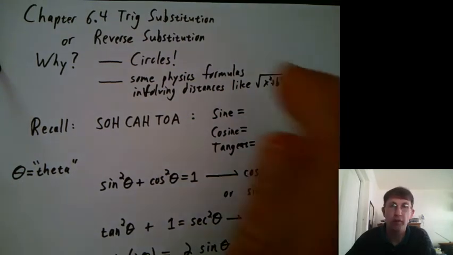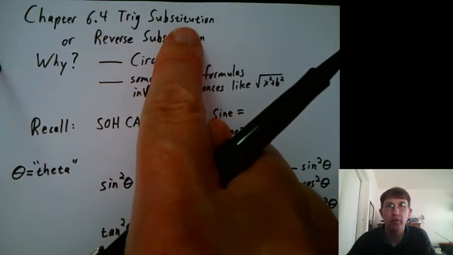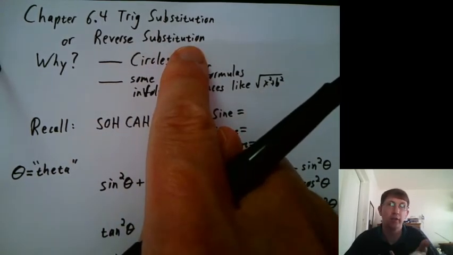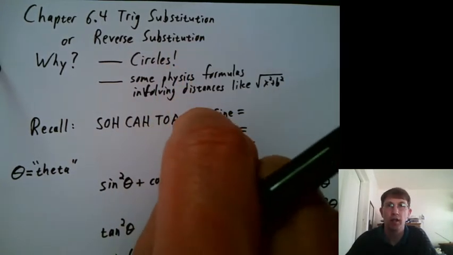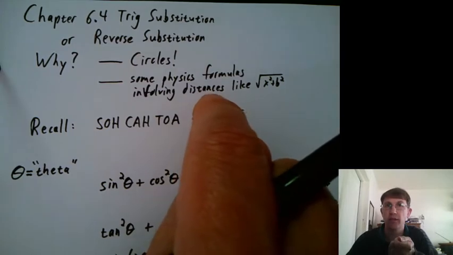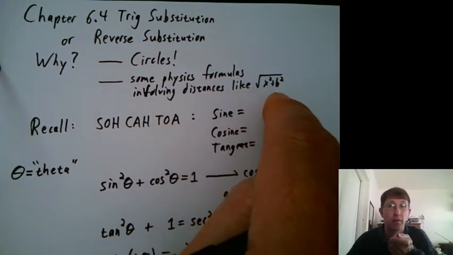Let's start chapter 6.4, which is about trigonometric substitution. I think another name for it could be reverse substitution, because we'll be doing the opposite of what we did with U substitution. You might ask, why should we care about this stuff? Well, it's really handy for formulas involving circles, and some physics formulas involve distances like square root of x squared plus b squared, and this technique is just what we need to solve things like that.